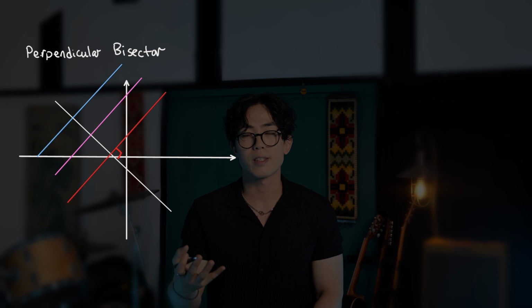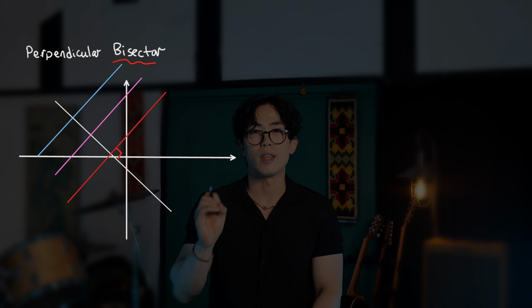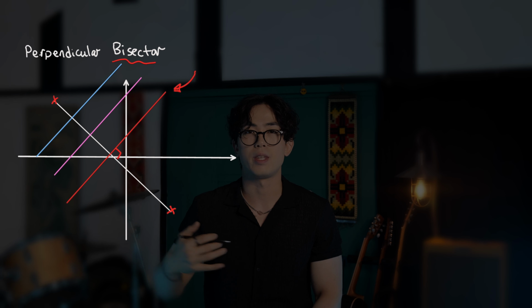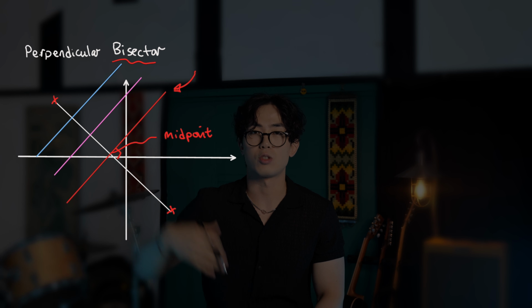A perpendicular bisector is a very specific line because of the word bisector. Bisector just means in the middle. So if I have these 2 points here, then this one here is going to be the perpendicular bisector line because it crosses at 90 degrees in the middle of these 2 points.